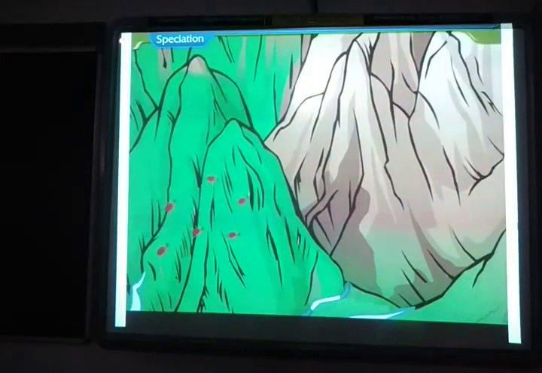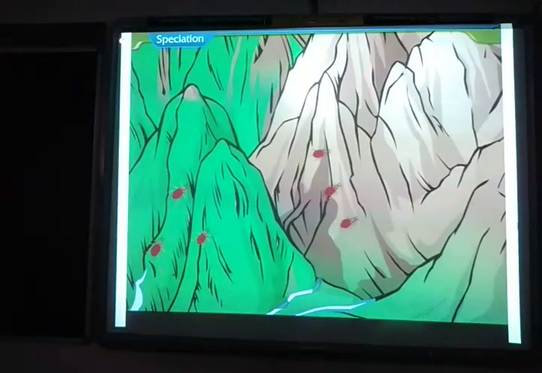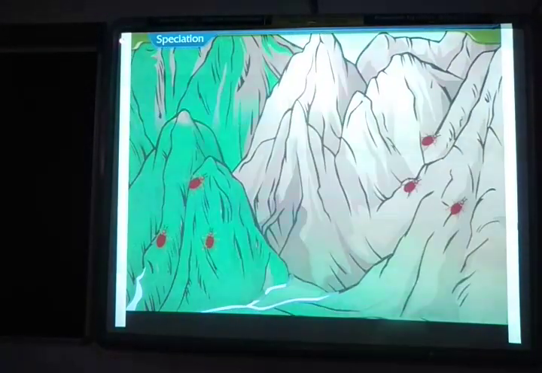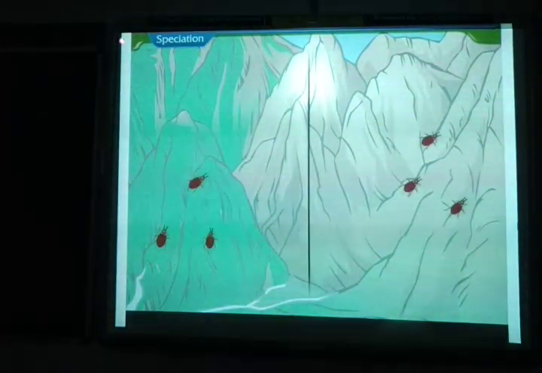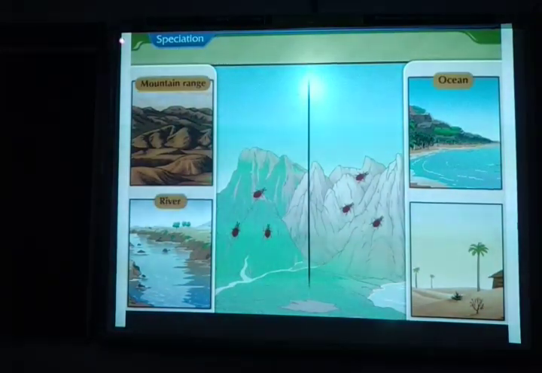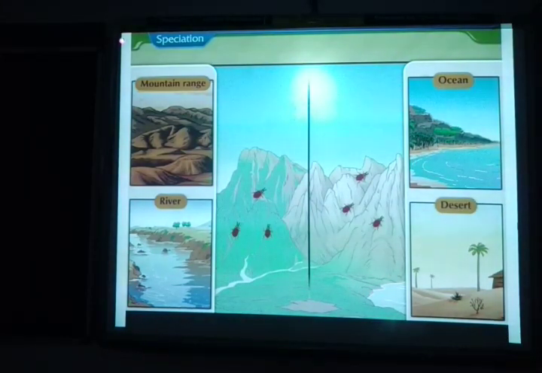Consider an example of a beetle population feeding on the green bushes spread across the mountain range. A few of these beetles would feed on the bushes in the nearby areas, while some adventurous beetle might travel far off. The population of beetles may get divided into two sub-populations due to geographical barriers such as mountain range, river, ocean, desert, etc. This is called geographical isolation.